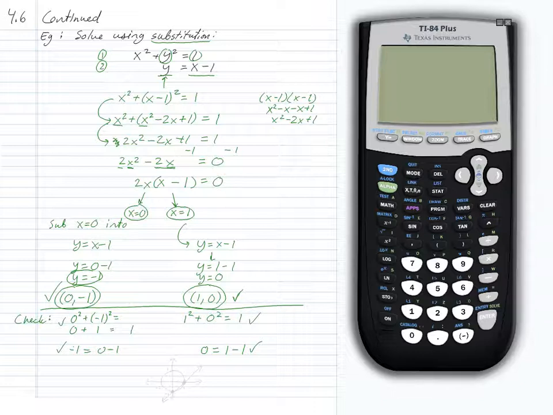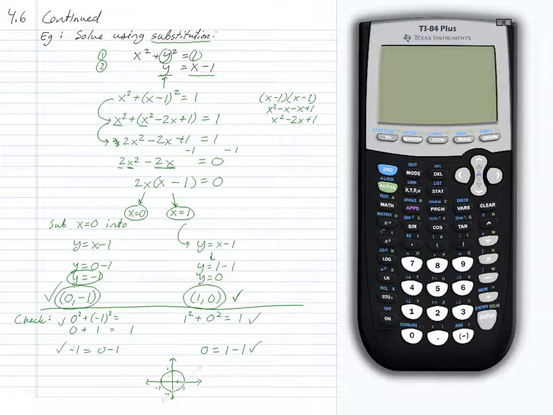Now, to visualize what we're seeing here, we can think of the graphical version of this system. The top equation, x squared plus y squared equals 1, is a circle centered at the origin with a radius of 1. So if you put 1, 1, negative 1, negative 1, we would have a circle. Alright, so that's x squared plus y squared equals 1.